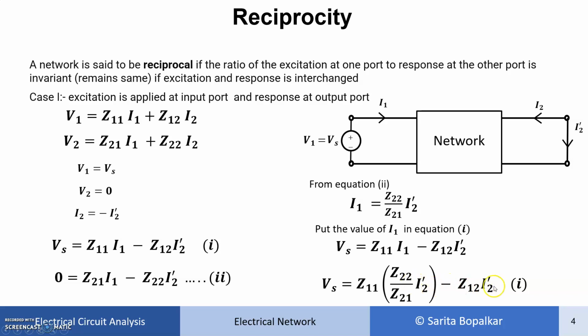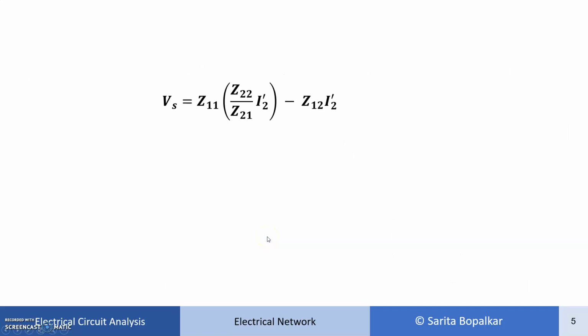Now we can take I2 dash common and take the ratio of Vs upon I2 dash. Vs is excitation, I2 dash is response. So the ratio Vs upon I2 dash is equal to Z11 Z22 minus Z12 Z21, divided by Z21, where Vs and I2 dash are the ratio of excitation and response. Here excitation we have applied at the input port and response we have measured at the output port.